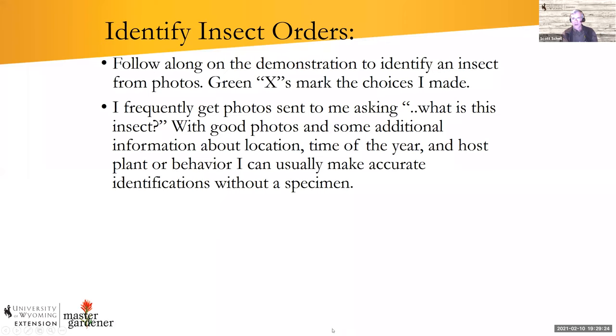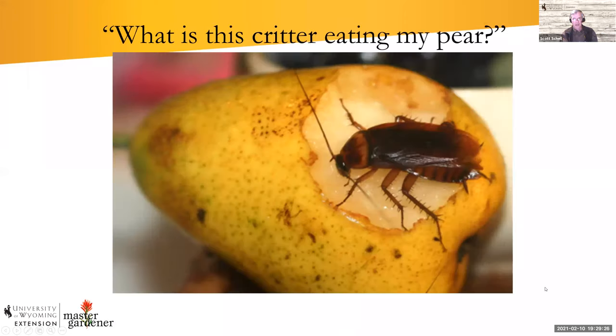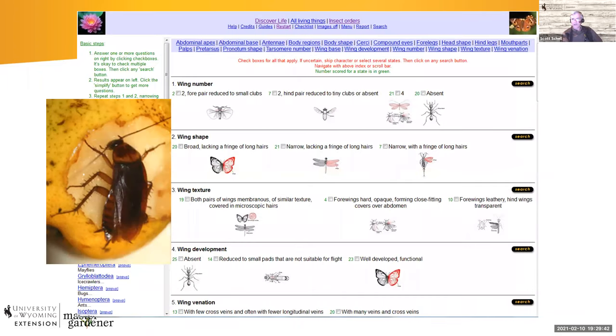So we're gonna do a demonstration. Say a friend of mine sent me a picture. What is this critter eating my pear? Now, some of you who maybe live in other places than Wyoming would recognize this critter, but many people in Wyoming don't. And so we can use the key.